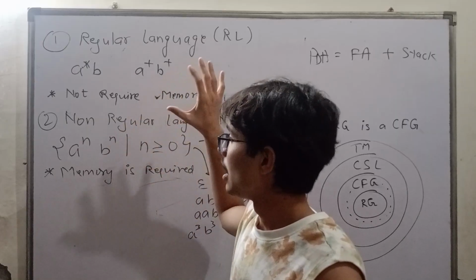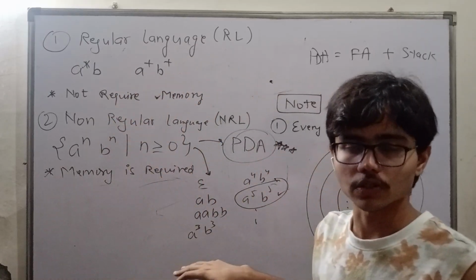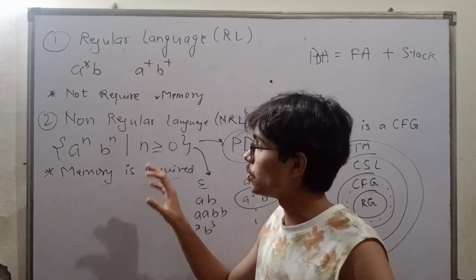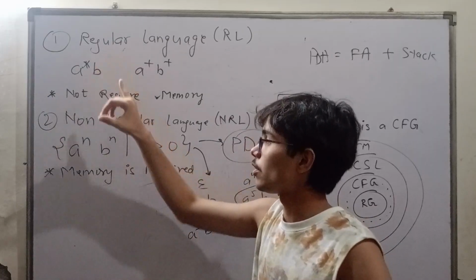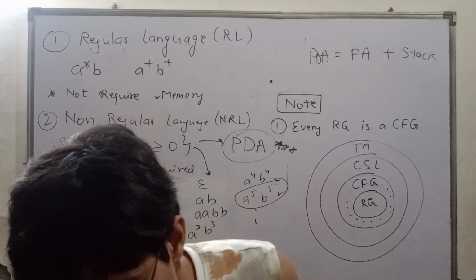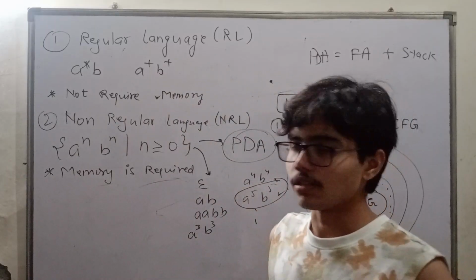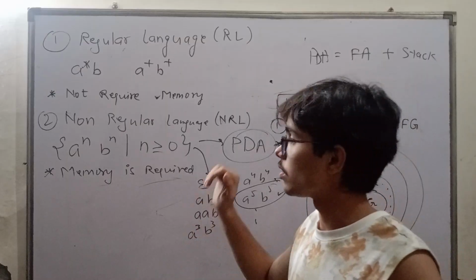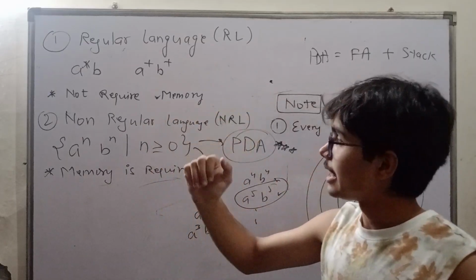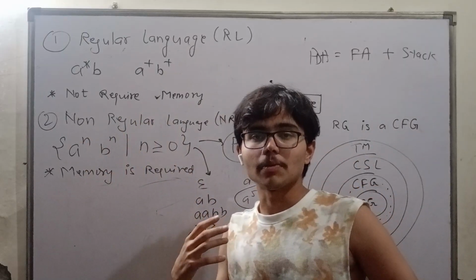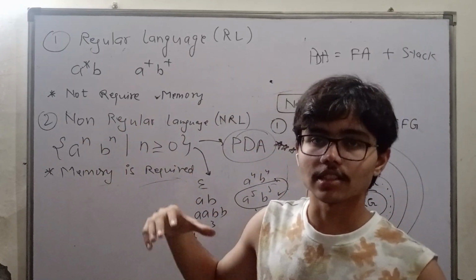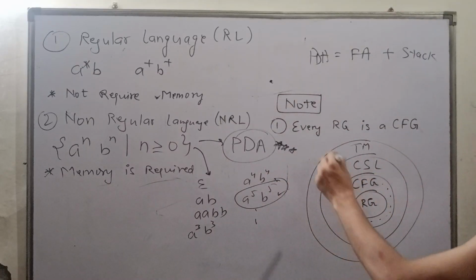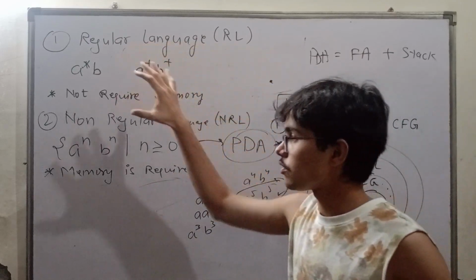We also study in this second chapter the theorems used to differentiate between regular and non-regular languages. In the third chapter, we study how, if a language is given, we can think about whether it is regular or non-regular. Then we do many more practice questions on this. I hope you understand what a regular language and a non-regular language are.